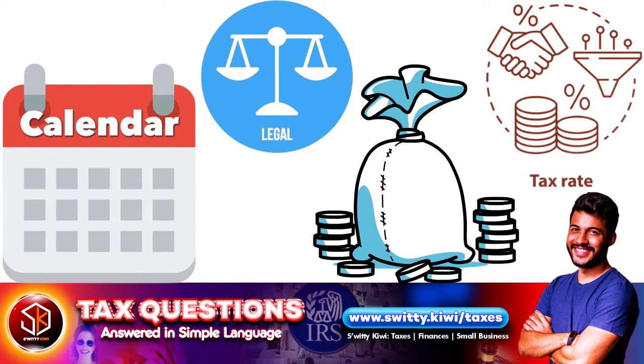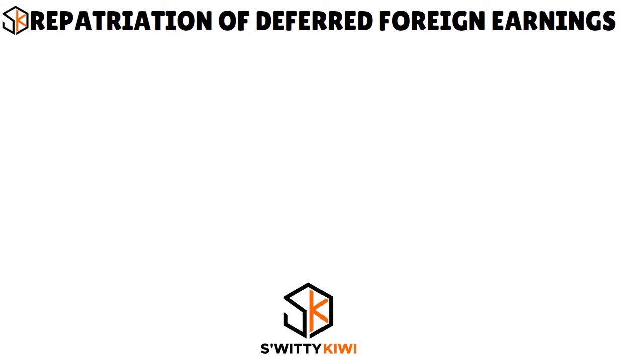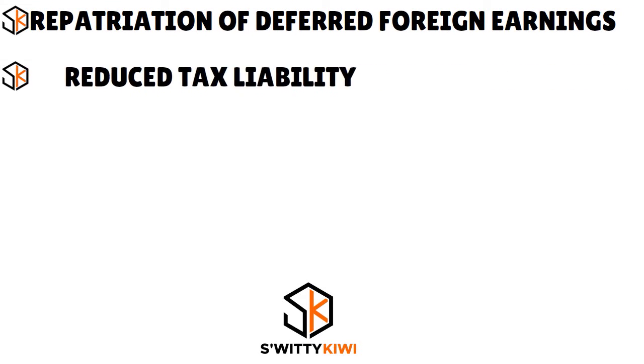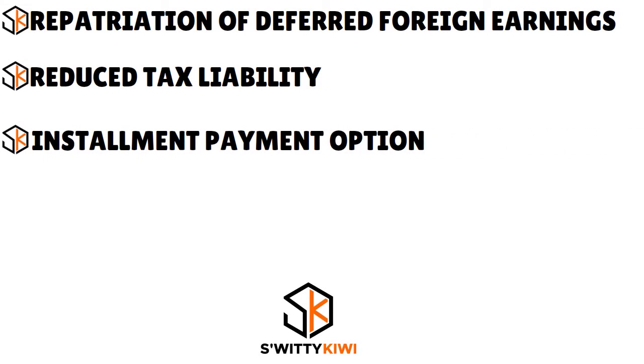When we talk about Form 965A, we are speaking about several benefits. For instance, you have a repatriation of deferred foreign earnings. You have reduced tax liability. You have installment payment options. The IRS allows taxpayers like you to pay the transition tax liability in installments over an 8-year period. And this is kind of cool. So you have time to breathe.